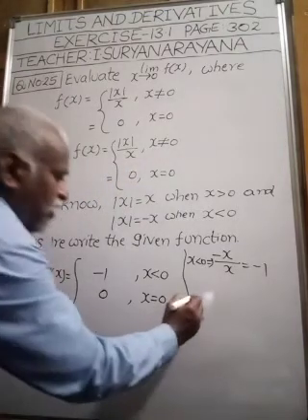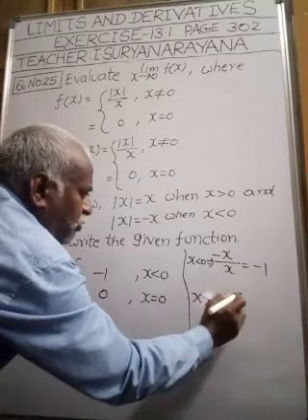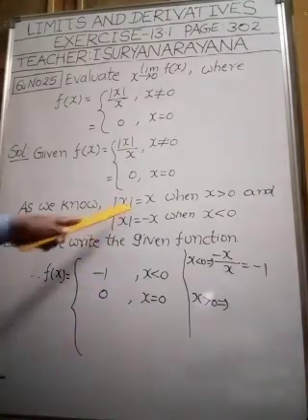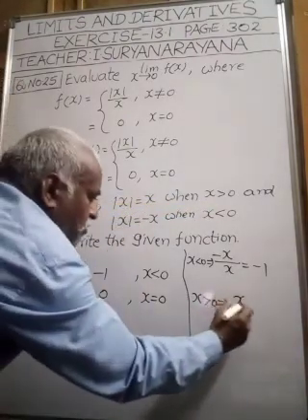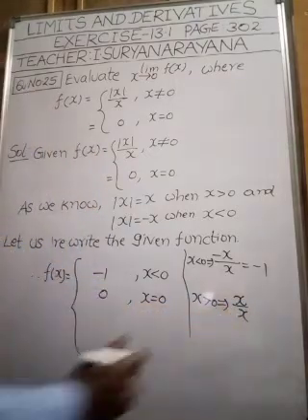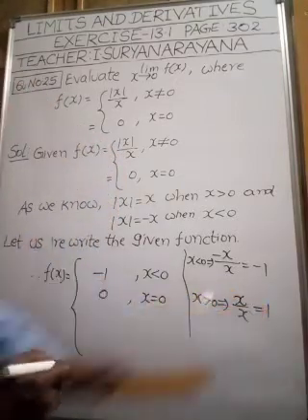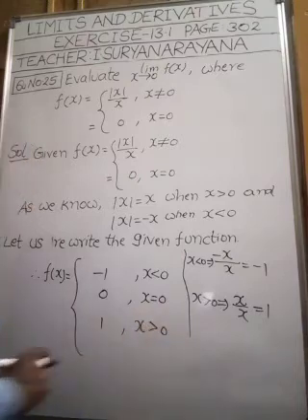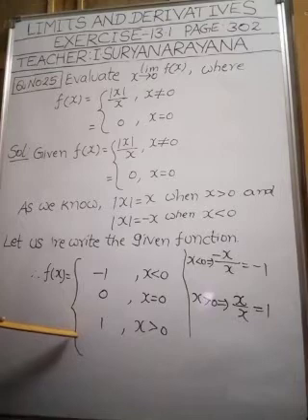When x is greater than 0, mod x value is x. When x is greater than 0, mod x value is x only. So x by x. Understood this step, my children? That is equal to, after simplification, x by x. What will you get here? 1. So 1, when x is greater than 0. Like this, we have to rewrite the given function.